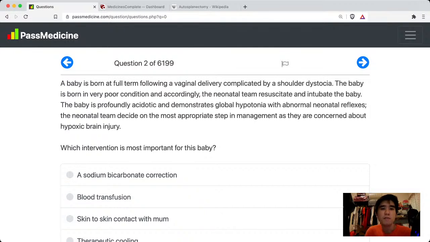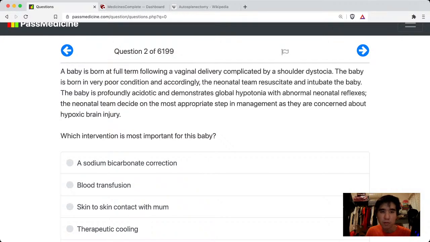A baby is born at full term following a vaginal delivery, complicated by a shoulder dystocia. This is an emergency. The baby is born in very poor condition, and accordingly, the neonatal team resuscitate and intubate the baby. The baby is profoundly acidotic and demonstrates global hypotonia with abnormal neonatal reflexes. The neonatal team decide on the most appropriate step in management as they are concerned about hypoxic brain injury. Which intervention is most important for this baby?